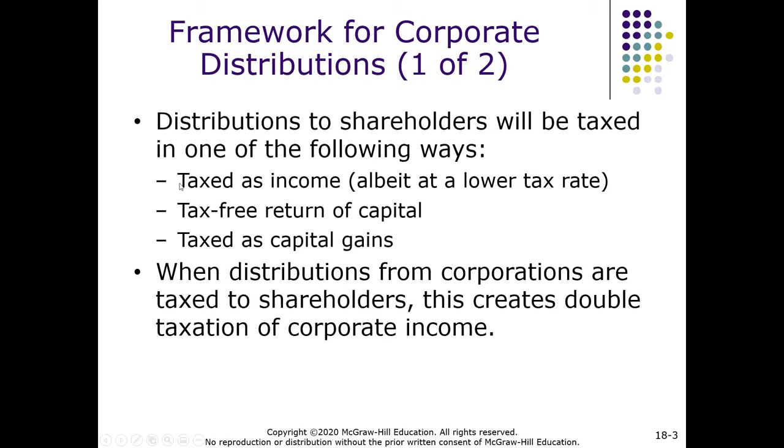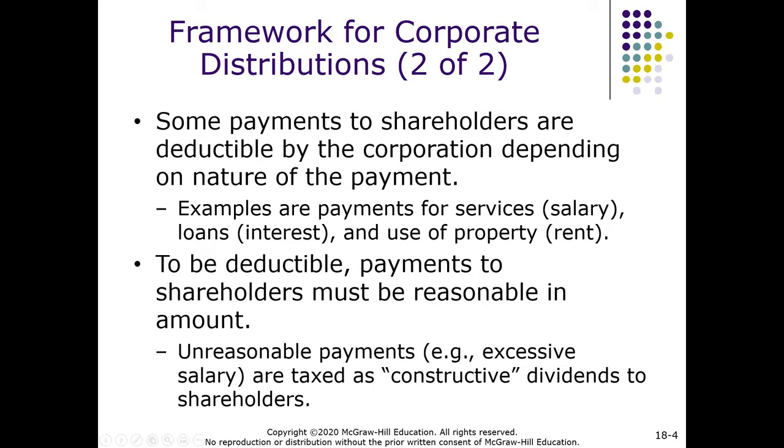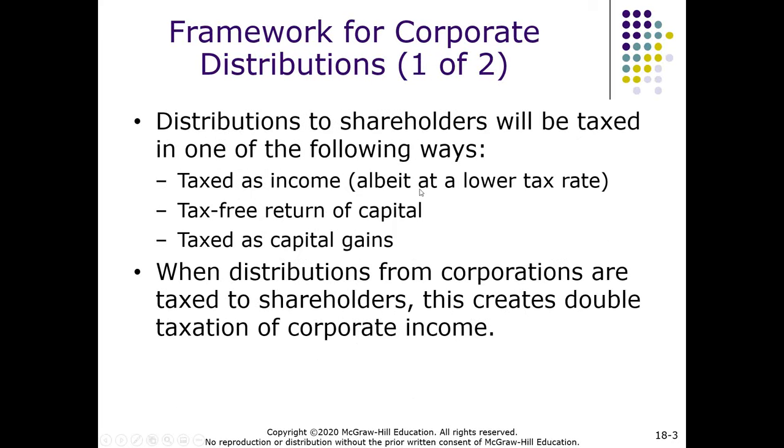From a tax perspective, it's almost like tax at income rates, tax-free return of capital, and then tax at capital gains rates. It doesn't look like a whole lot, but these are actually three separate things that are happening at that time. And then, once they've returned all my capital to me, if they ever do a distribution in excess of earnings and profits, this tax as capital gains is going to happen almost immediately because the return of capital won't take place. So when they're taxed to shareholders, this creates double taxation of corporate income.